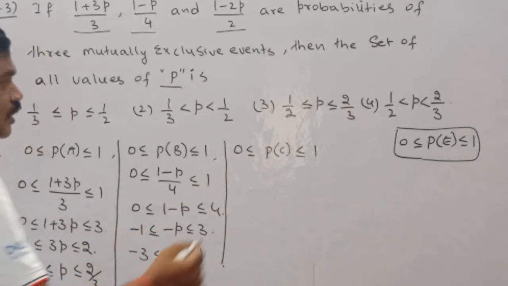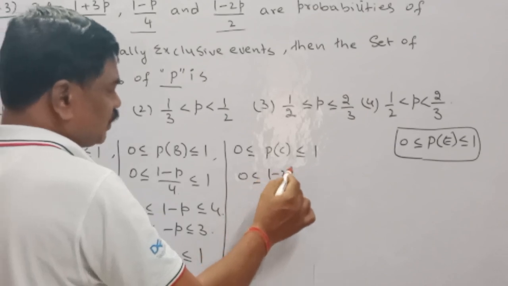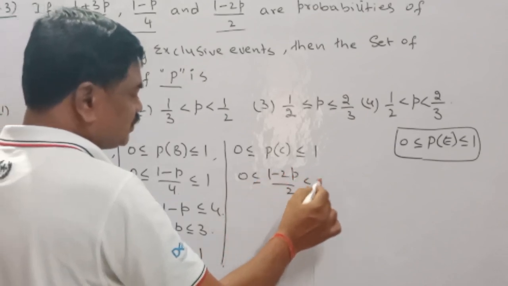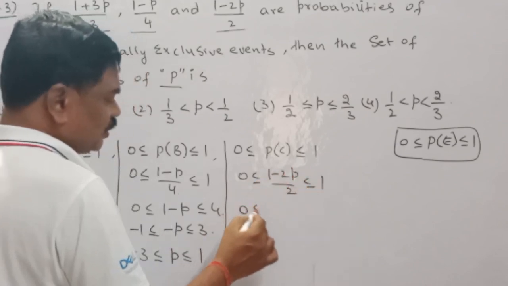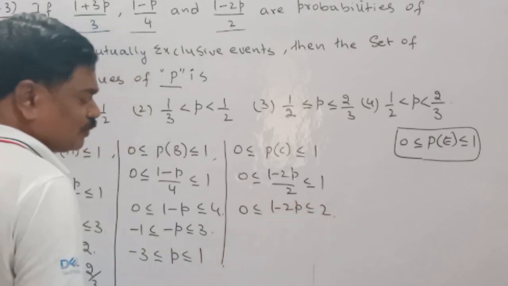For this one you see here, 0 is less than or equal to (1 minus 2p) by 2, less than or equal to 1. 0 is less than or equal to 1 minus 2p, less than or equal to 2.